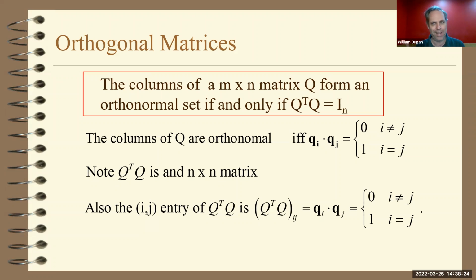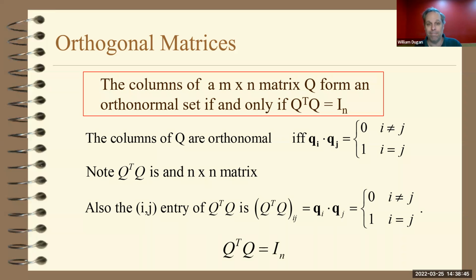That means off the main diagonal, where the row and column indices are different, the dot product is 0. But on the main diagonal, where the row and the column are the same, the dot product is 1. So on the main diagonal, the entry is 1, and off the main diagonal, the entry is 0. That's the identity matrix. That's why.